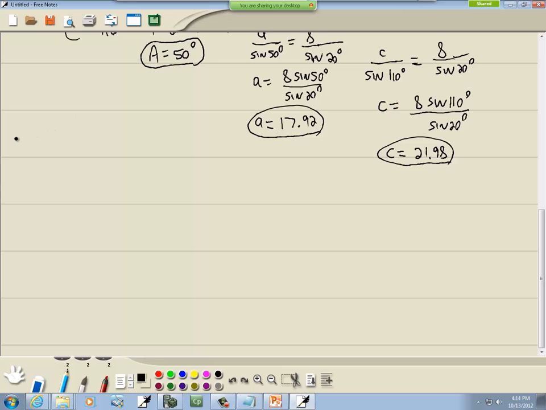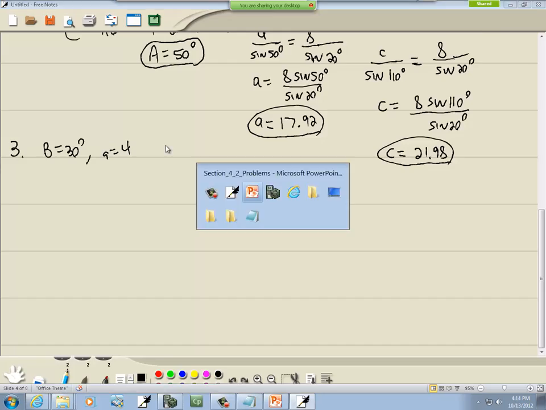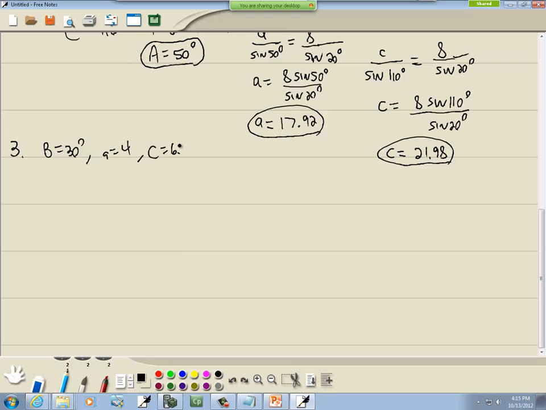Let's look at one more solve triangle. So we got B is equal to 30 degrees, A is 4, and C is 60. Unfortunately, we don't have a pair yet. We don't have a pair of A's, pair of B's, or pair of C's. But let's go ahead and find our angle A, because it's the easiest one since we know both angles here. So A is going to equal 180 minus angle B minus angle C. So we got 180 minus 30 degrees minus 60 degrees. And that's 90, so that gives us A is equal to 90 degrees.